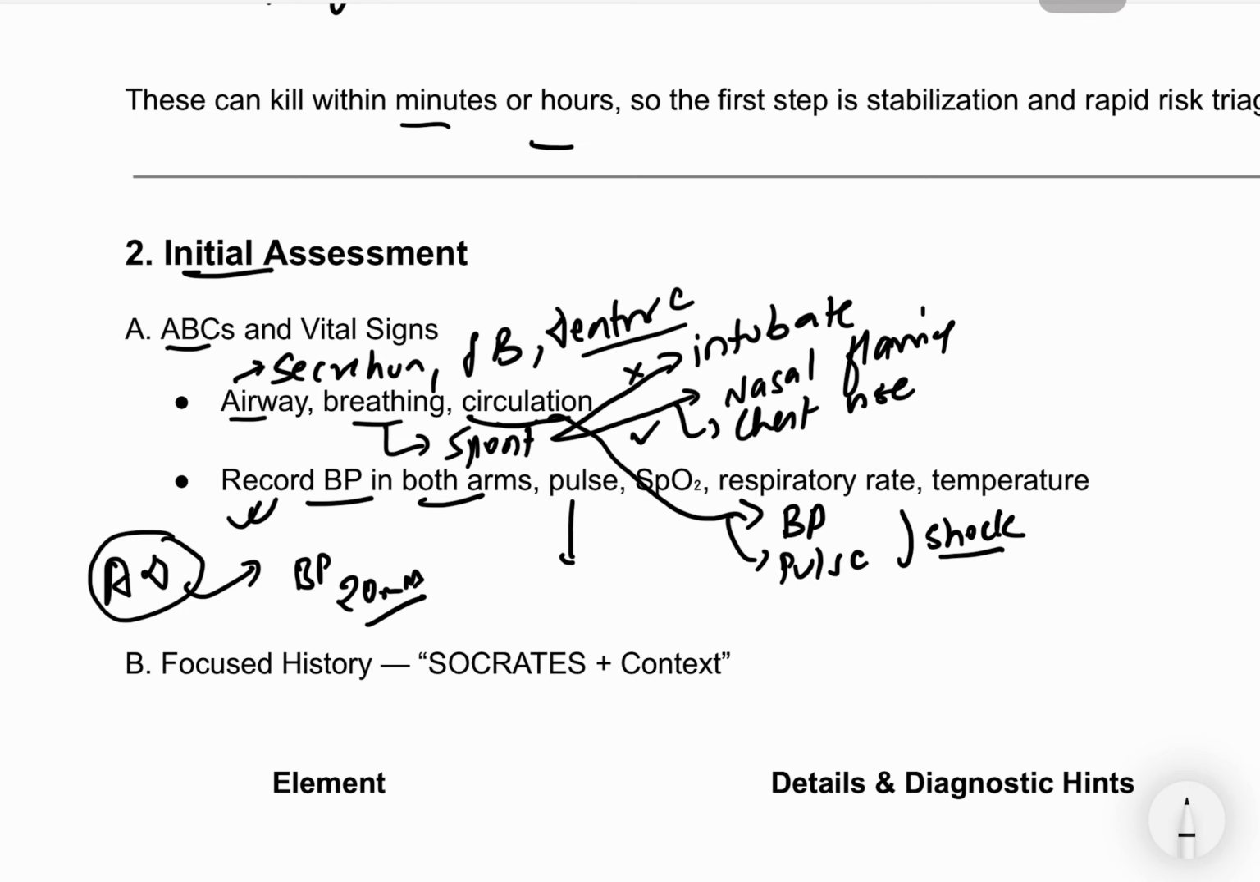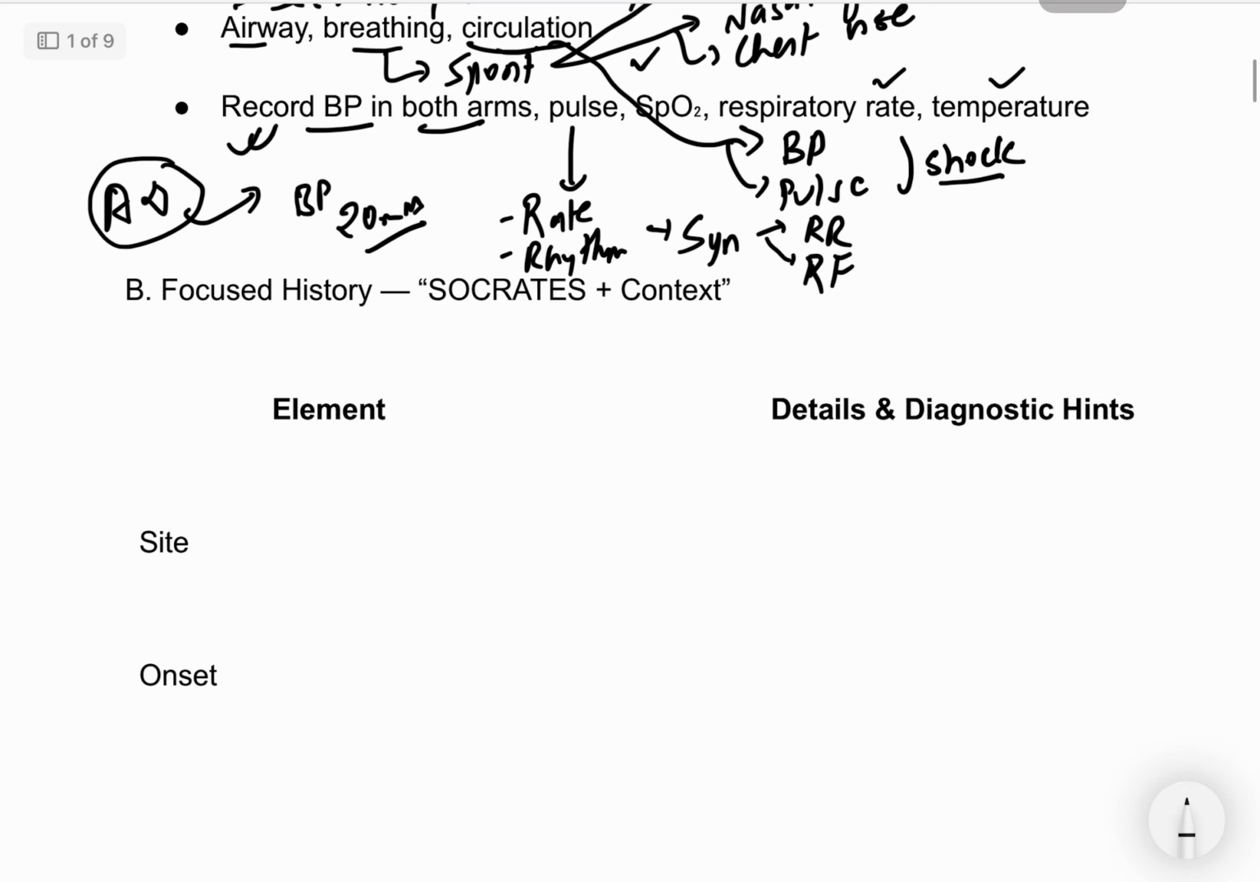And looking at the pulse, we have to look at the rate, rhythm, and more importantly the synchronization. Is synchronization there or not, radial and radiofemoral? If there is any delay or they are synchronized, we have to notice that. After that, SpO2, respiratory rate, and temperature of the patient.